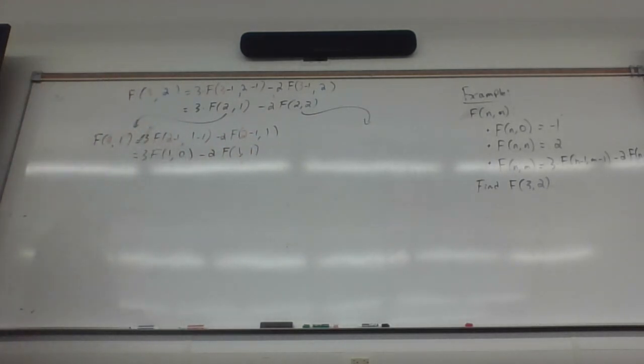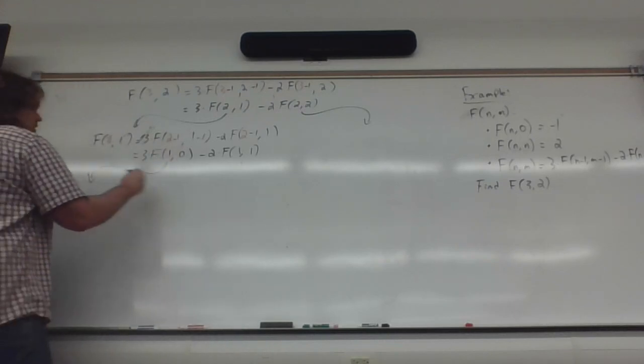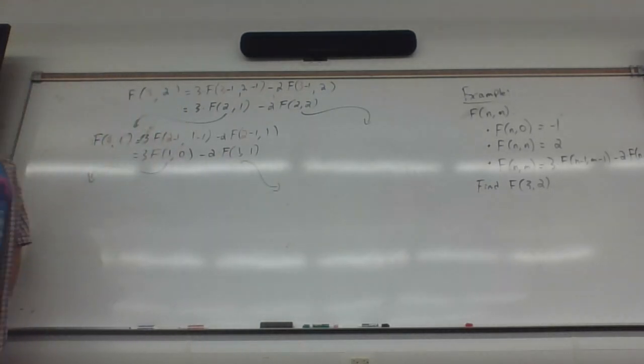Now again, what's your computer going to do? It's going to look at this and go, oh, we've got 2 more function calls. Time to break them up and do them left to right. What's this? So we need f of 1 comma 0.